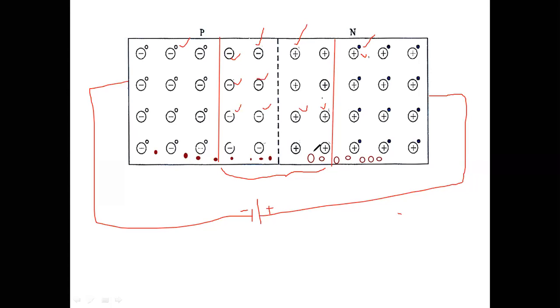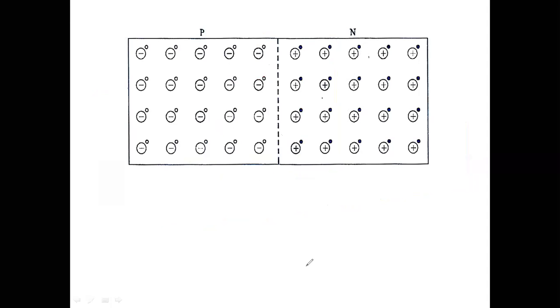These ions are depleted of charge carriers. That's why the capacitance that occurs due to the depletion of charge carriers is called depletion capacitance. So this is the capacitance we are going to deal with now.